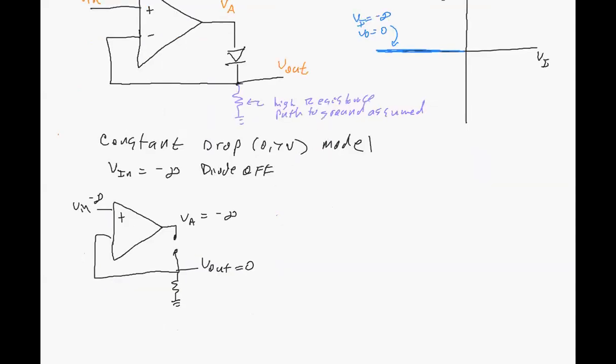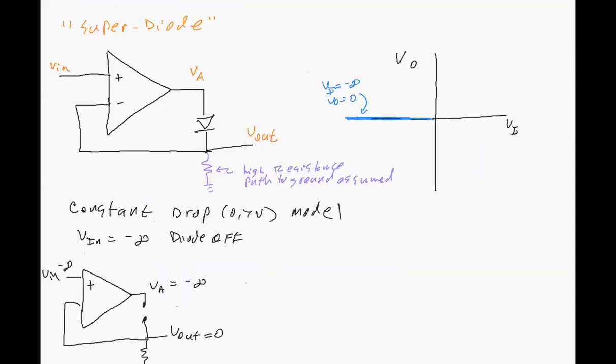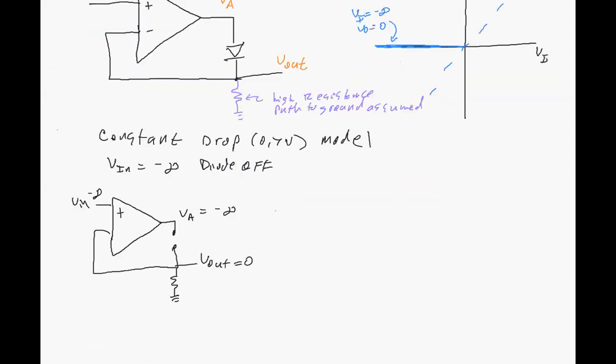The question is, where does that go to? We already know that we have this theoretical dotted line, the output equals input. So where does that come to? Well, we can tell it comes to that point right there, but I'll work through that a little bit more. Because if we're using the constant drop model, we do have that 0.7 volts. So for Vin equal to plus infinity, the diode is 0.7 volts.